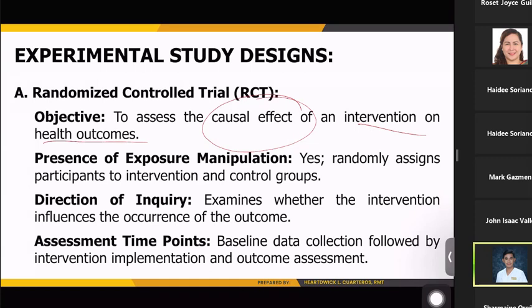Okay? Manipulation is present. So direction of inquiry examines whether the intervention influenced the occurrence of an outcome. Assessment of time, baseline data collection followed by intervention implementation and outcome assessment. Okay? Through your baseline data collection, we use experimental. Okay? Followed by intervention. Okay? And also, after we use the intervention, we are now to assess the outcome. Okay? For us to collect the data.